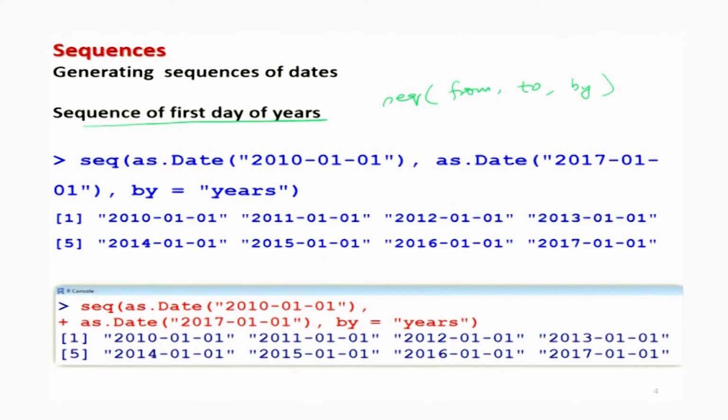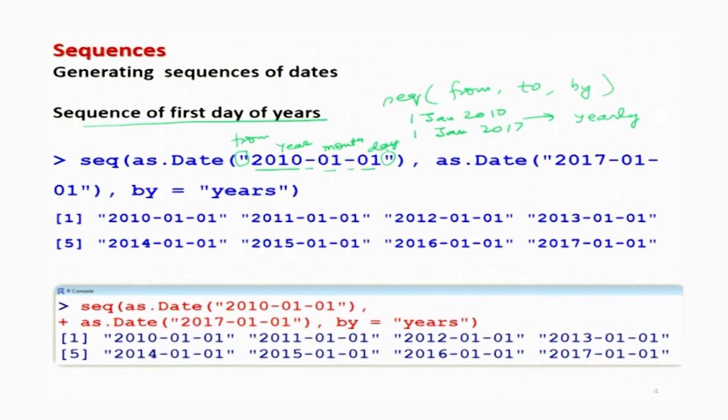Now suppose I want to generate the dates starting from 1st of January 2010 to 1st of January 2017, and these dates are going to be changed yearly. So now you have to see how we are going to give this input. Well, it is not difficult for you to understand. First I am writing here from. Suppose I want to give here the date 1st January 2010. So this is going to be 2010-01-01.